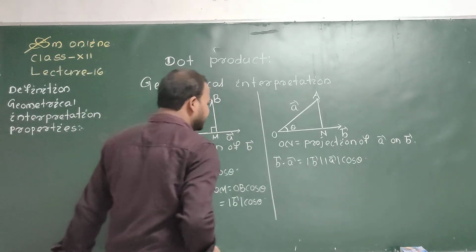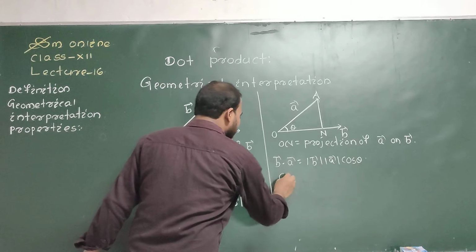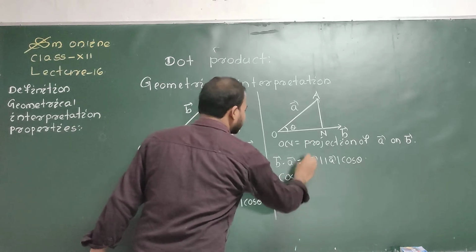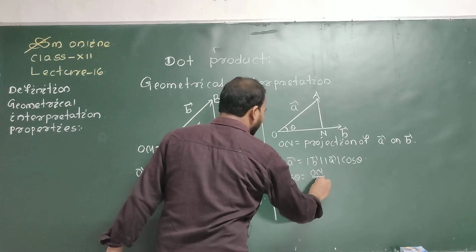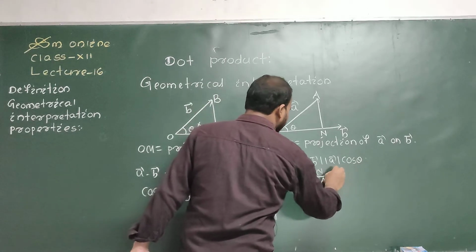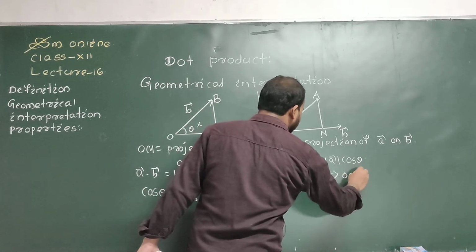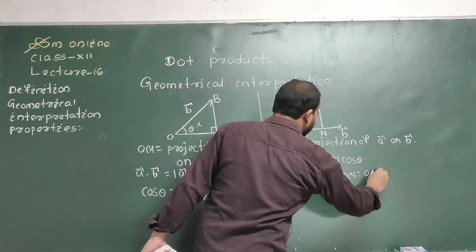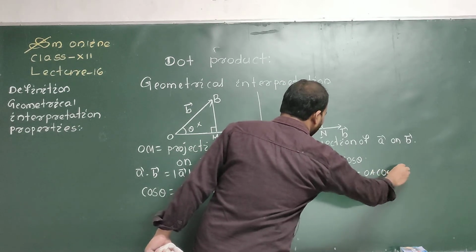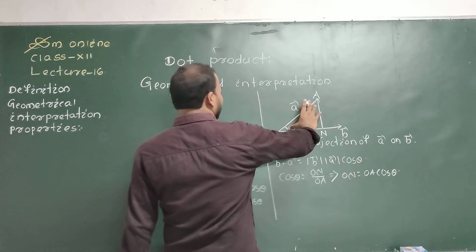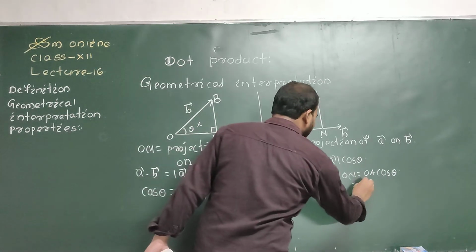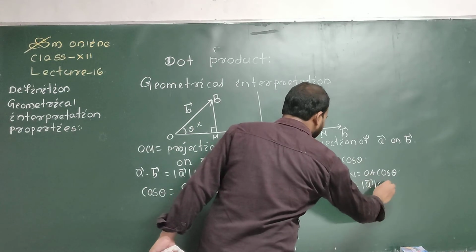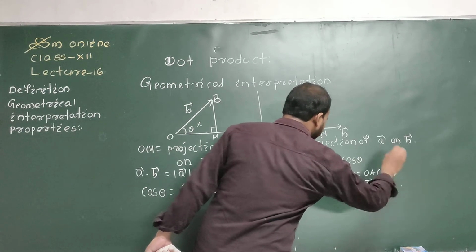And in this case cos theta is given by ON by OA, which implies that ON equals OA cos theta, and the length of OA is the magnitude of vector A.